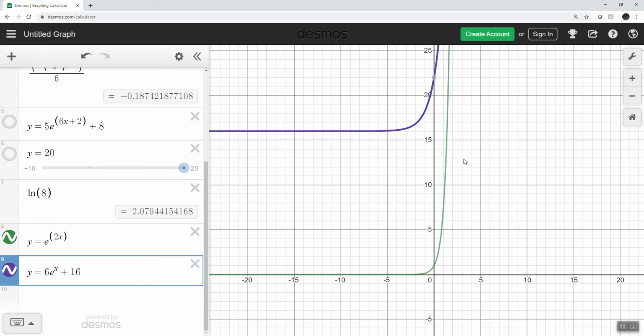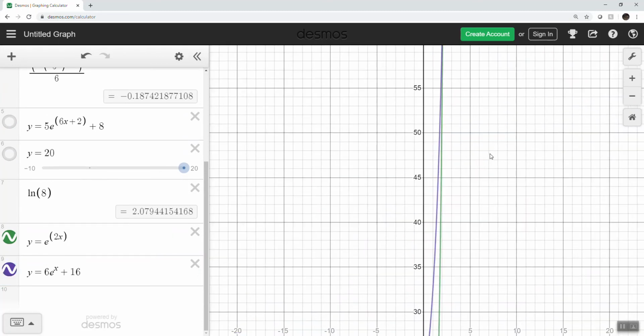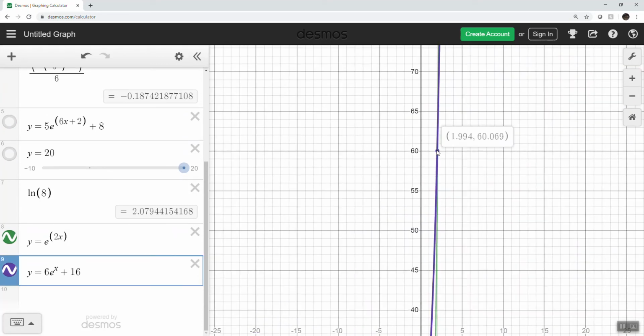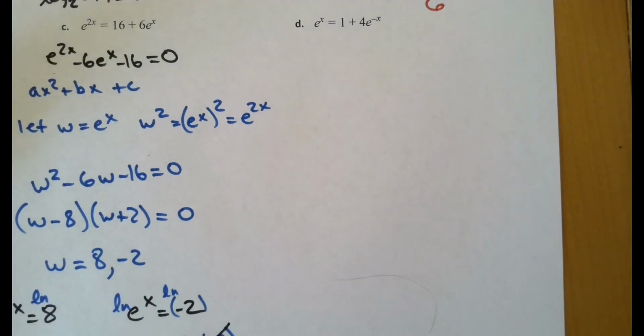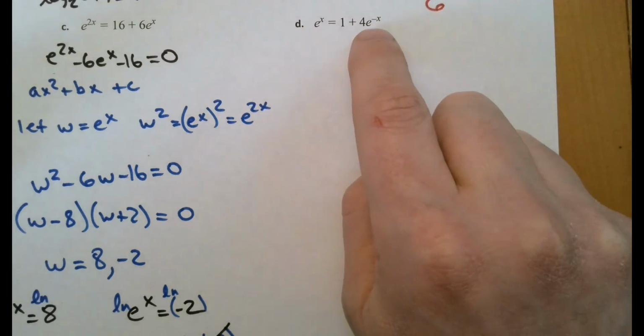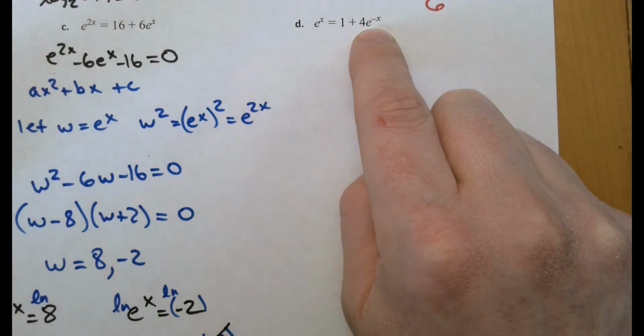And it occurs to me that maybe we wanted to do the intersect or x-intercept feature because that might have been easier to find, but that wasn't too bad, right? There it is, 2.079. This last problem is the same problem, except we have to deal with this negative exponent.